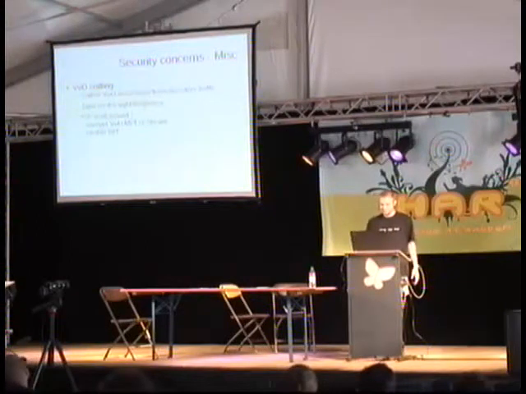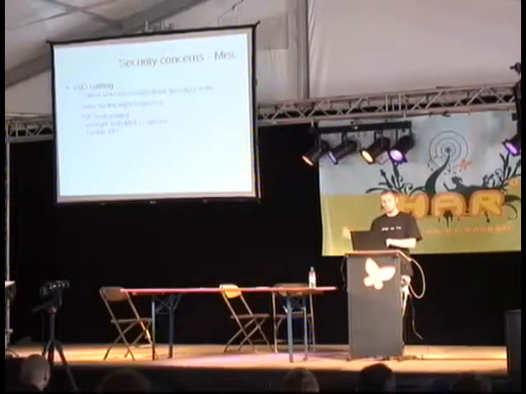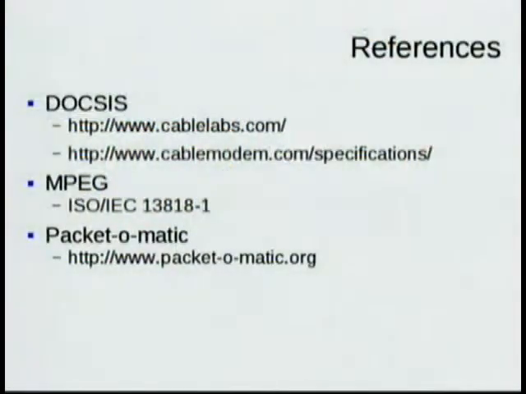But again, workaround: encrypt the MPEG stream, and enable BPI. Well, it's pretty easy to do. It's just they're too lazy. The references: cablelabs.com and cable modem for all the specifications, the MPEG specifications for the actual payload, and Packetomatic.